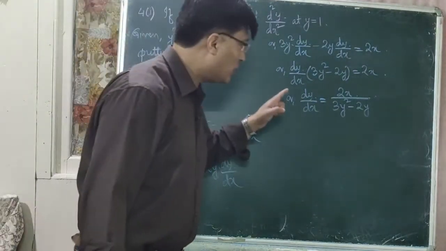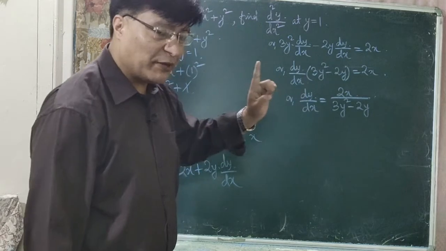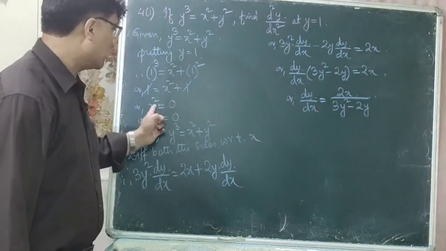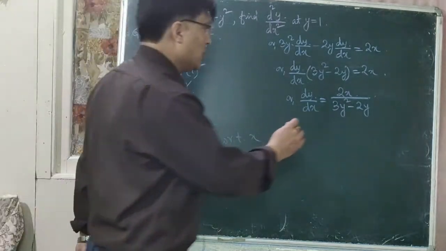Okay. Now again you have to differentiate it. But before that, let us get the value for dy by dx when y is equal to 1 and x is equal to 0. Okay. So let us mark it as 1.